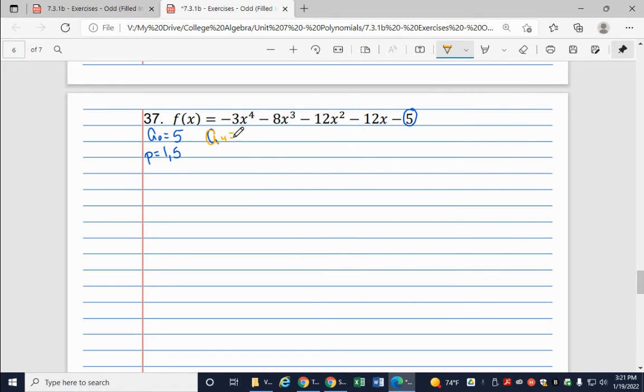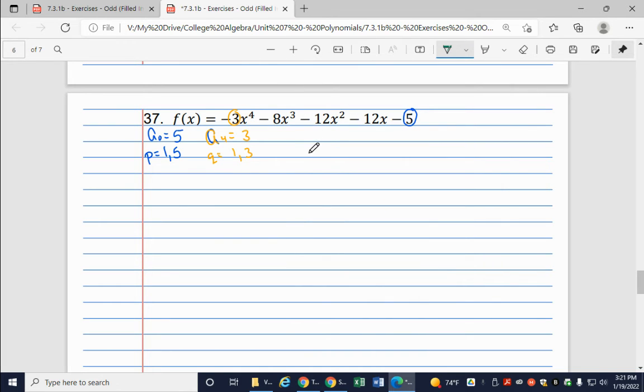A sub 4 is going to be what number? 3. And the factors of 3 are my Q values. So that's going to be just 1 and 3. It's nice when they're prime numbers.